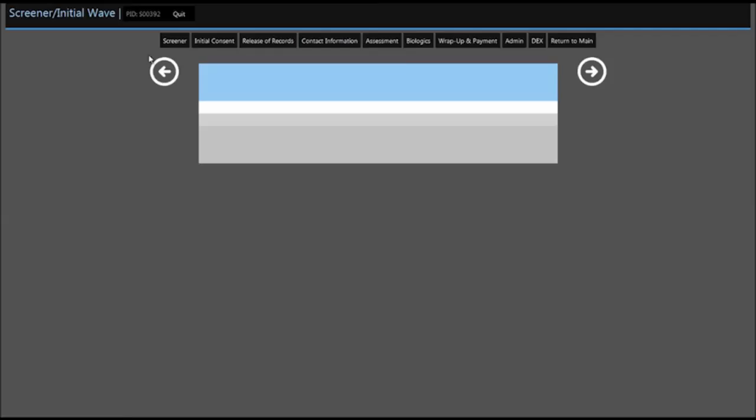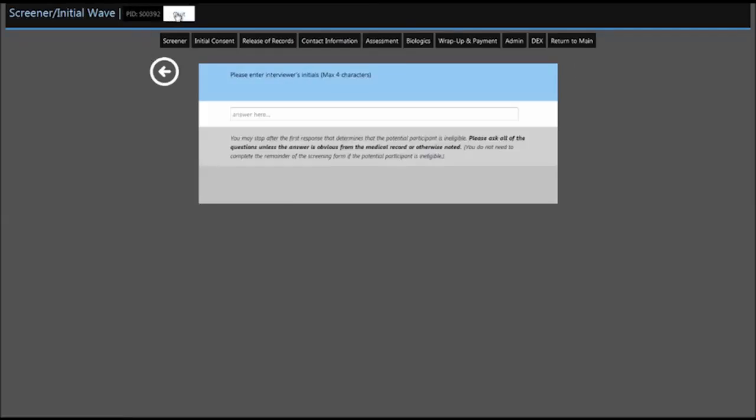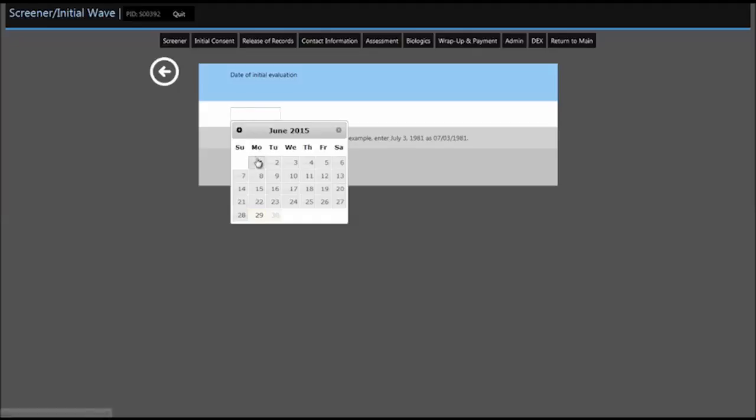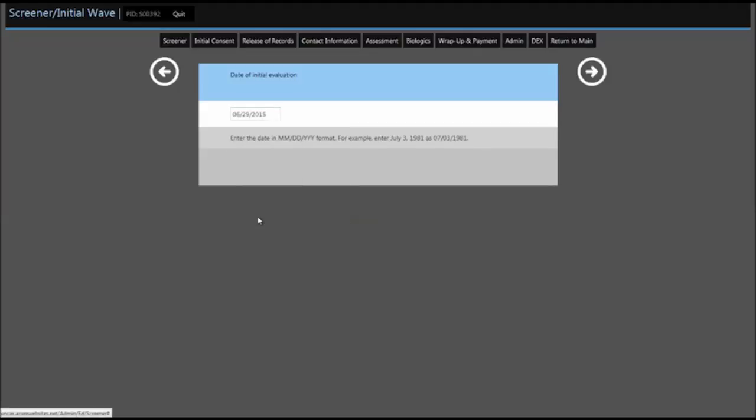Once you start Screener, it will generate a participant ID for you up at the top left of the screen. And you'll also answer a few questions that are just basic information about you and about the patient that you're about to approach. So I'll go ahead and put in my initials here. And then the date of initial evaluation is the date that the person presented to the SANE for care, and today's date is highlighted here.